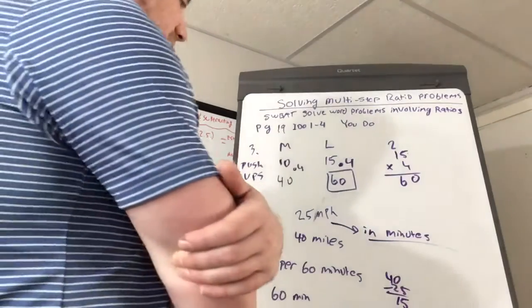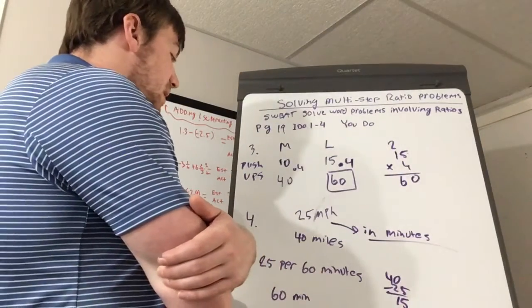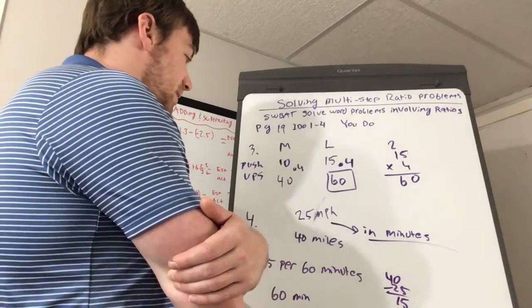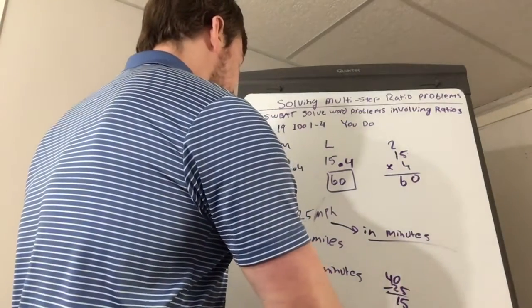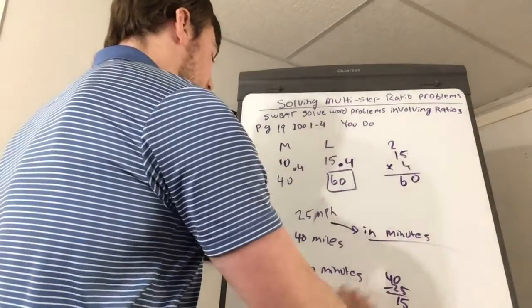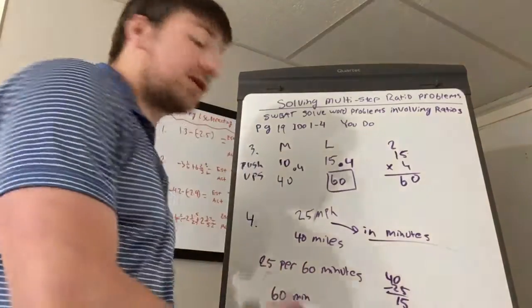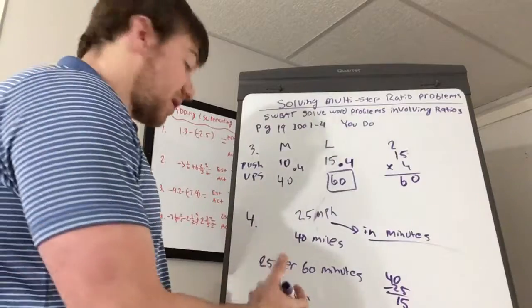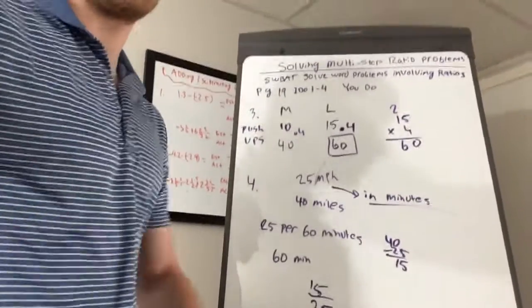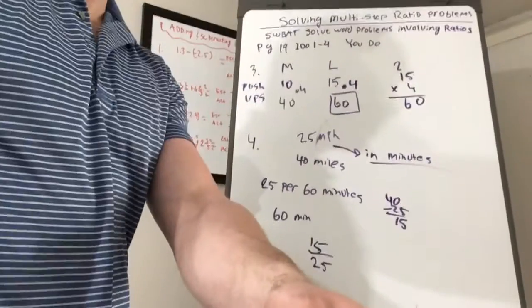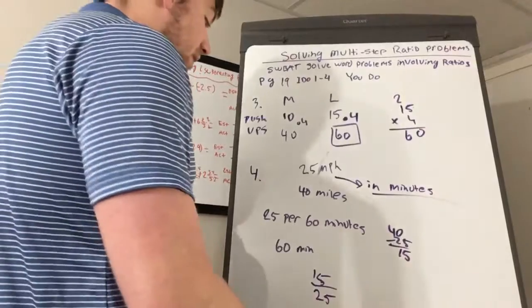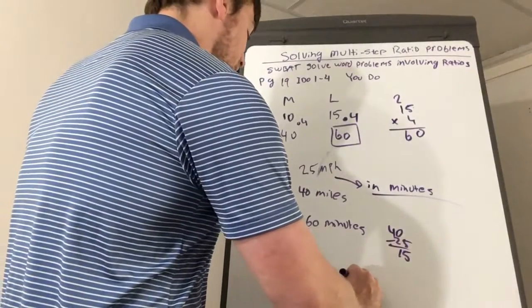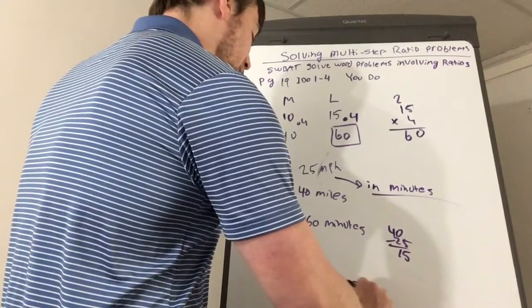So the easiest way to do this is to just take a fraction. Take the 15 over 25. Then we'll convert this, simplify it. So 15 over 25. Make sure that's completely clear. Angle the camera a little bit further down. There you go. So 15 over 25 converts to 3 over 5.